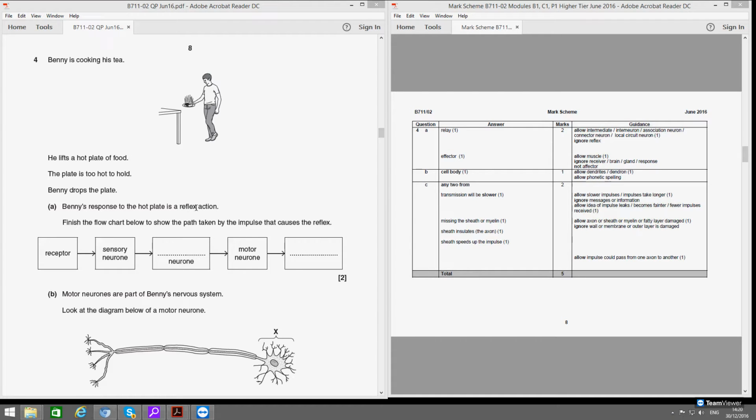That's a reflex action. And immediately you should know, okay, a reflex action will not involve the brain at all. It's designed to protect you. It is designed, therefore, to be as quick as possible. Now, finish the flow chart below to show the path taken by the impulse that causes the reflex.